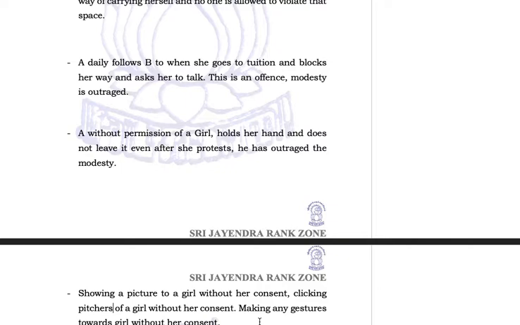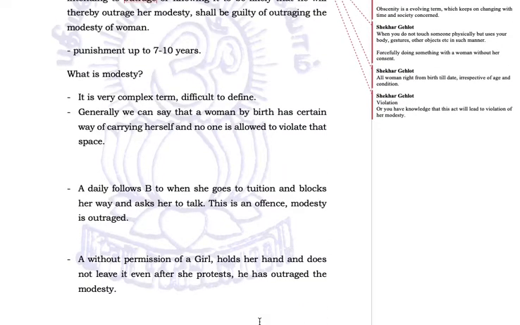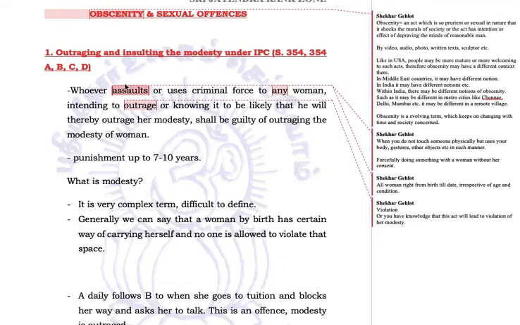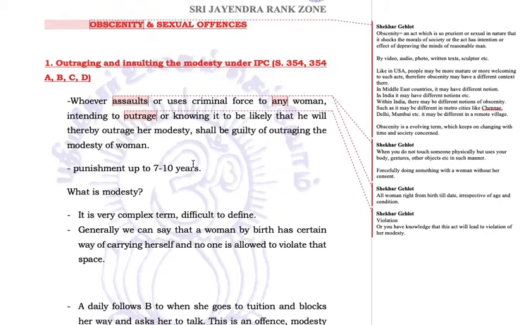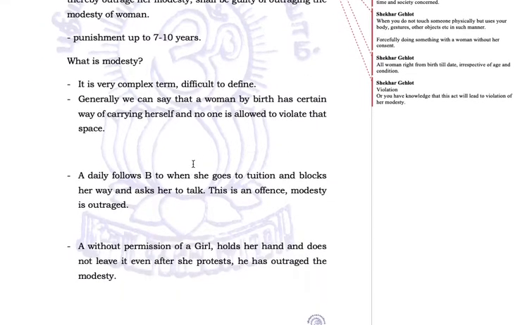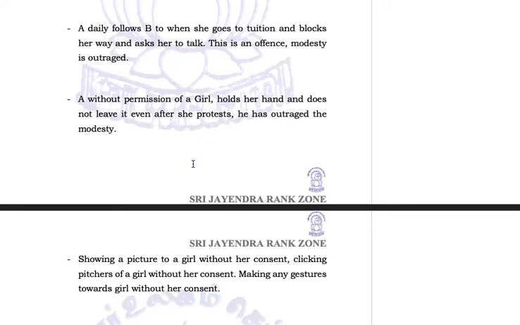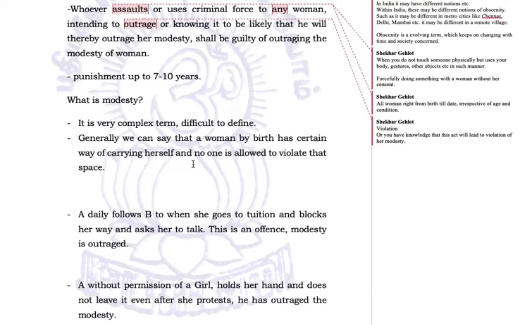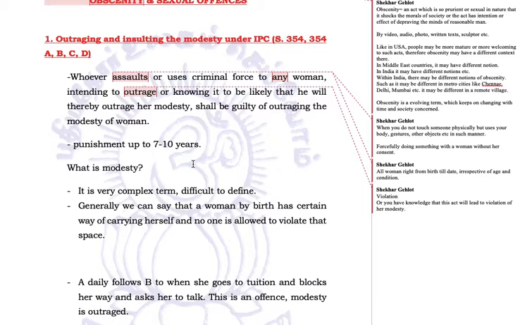This violates her field. She has a field around her. You cannot violate that field. You are outraging her modesty. You are assaulting her, knowing it likely that you will outrage her modesty. So modesty has been outraged. Okay, that is a very serious offense. No one should indulge in such anti-social behavior. So this is called outraging the modesty.